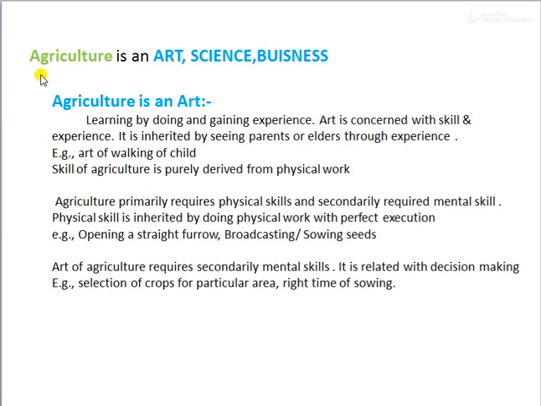Agriculture primarily requires physical skill and secondarily requires mental skill. Physical skill is inherited by doing physical work with perfect execution. Example, opening a straight furrow, broadcasting sowing seeds. Then, art of agriculture requires secondarily mental skill. It is related with decision making. Example, selection of crops for a particular area, right time of sowing.